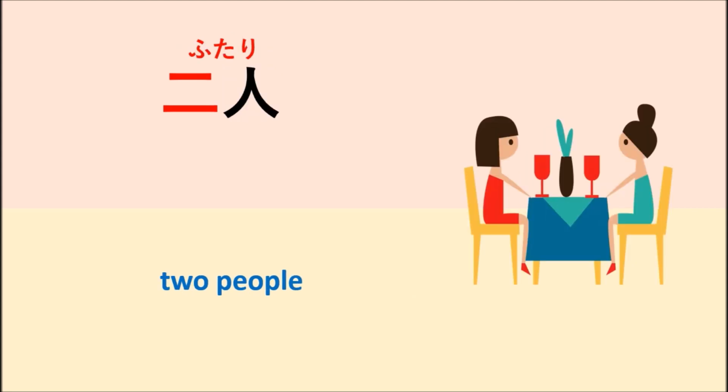Futari means 2 people. The first kanji is ni, which means 2, and the second kanji is ri or nin or hito, which means the person or the people. So when you put ni with the kanji of people, it means 2 people. So in Japanese, they say futari, they don't say ni nin or ni hito. They don't say this. They say futari, which means 2 people together.